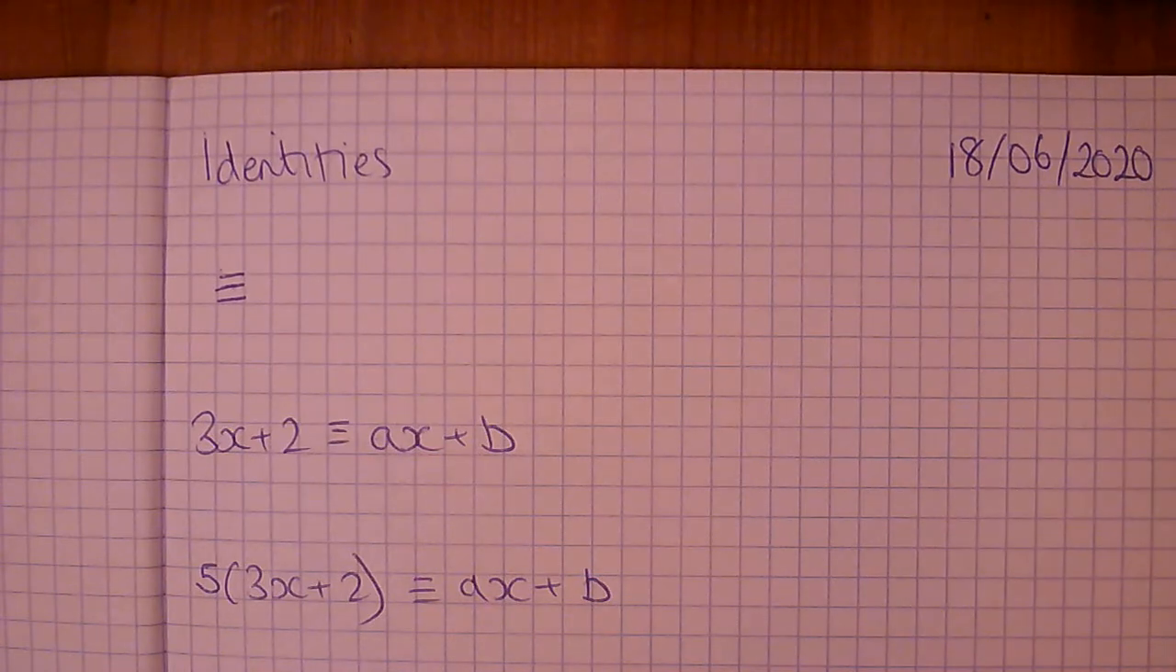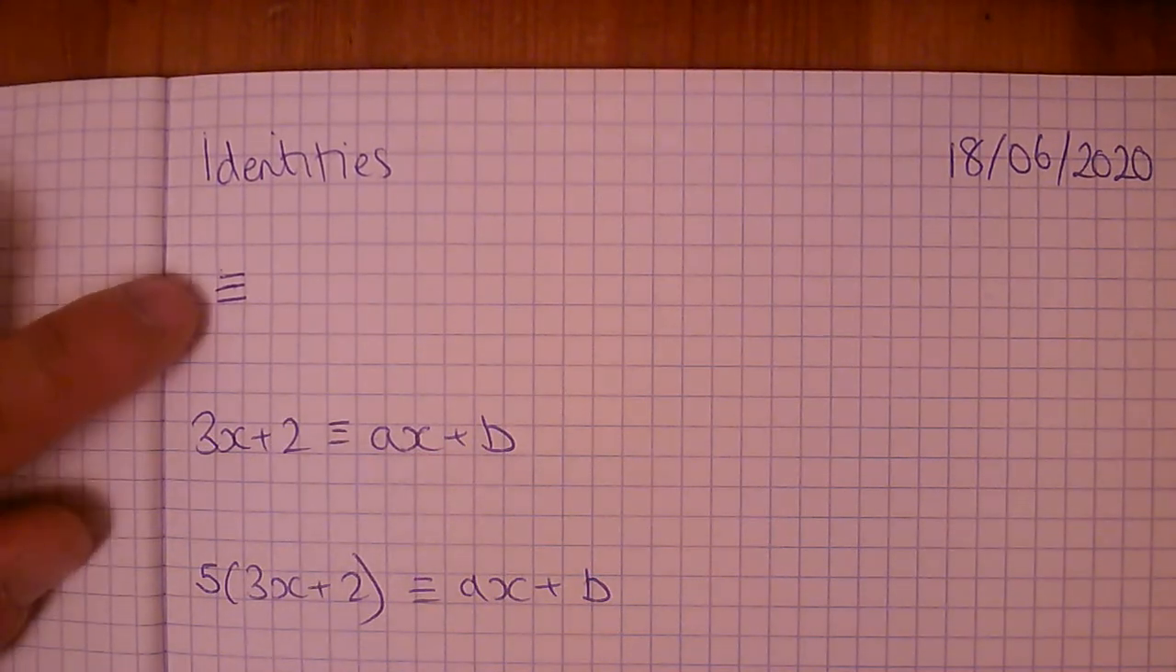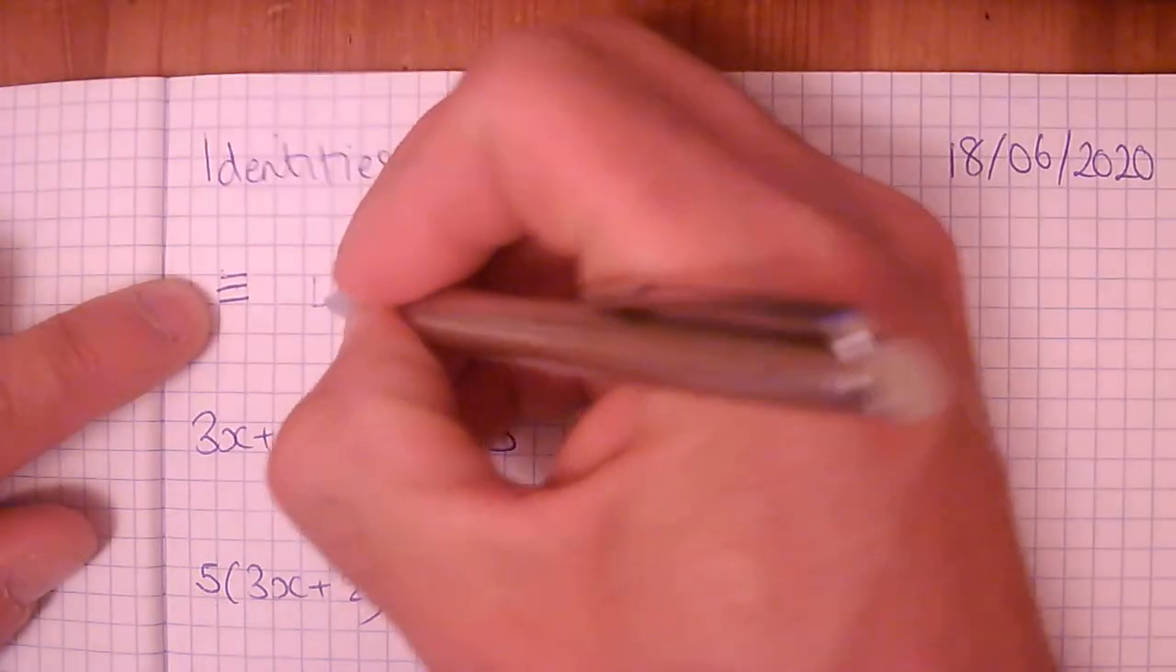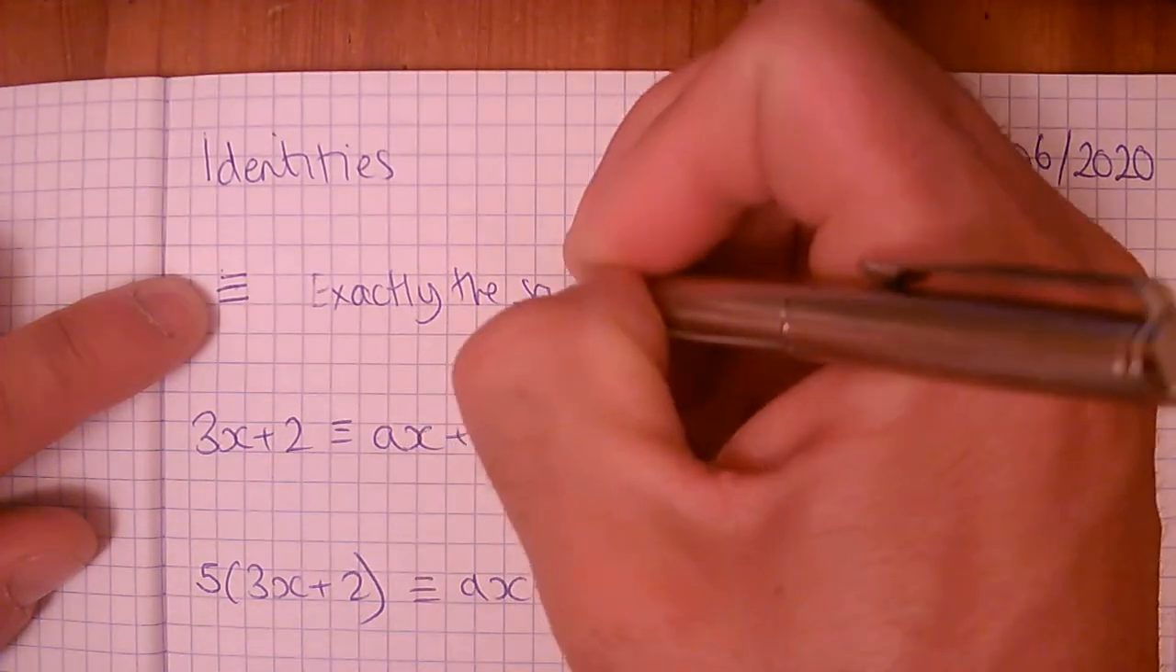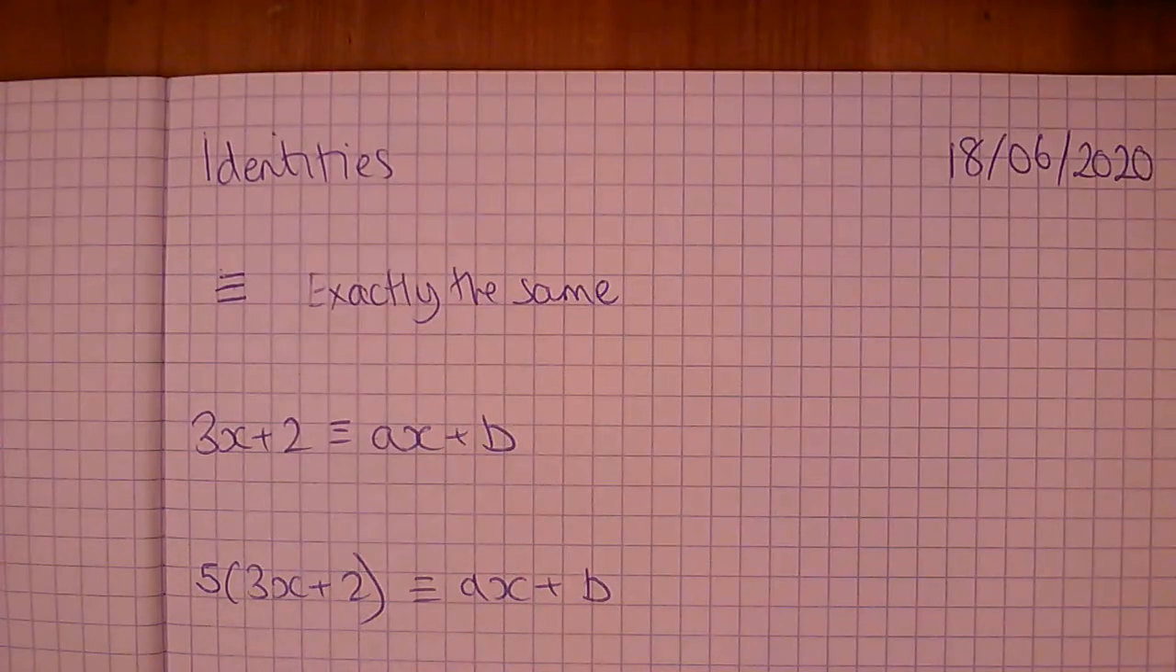So today's topic is all about identities, and identities are represented by this triple equal sign, and that basically means that two things are exactly the same. So if you see that sign, it doesn't mean solve the equation, it means they're exactly the same. And I would try and do this on instinct.